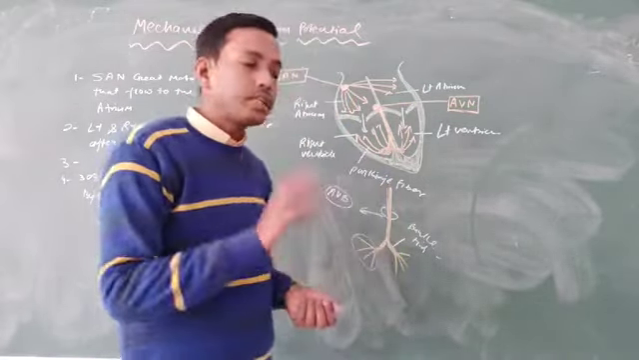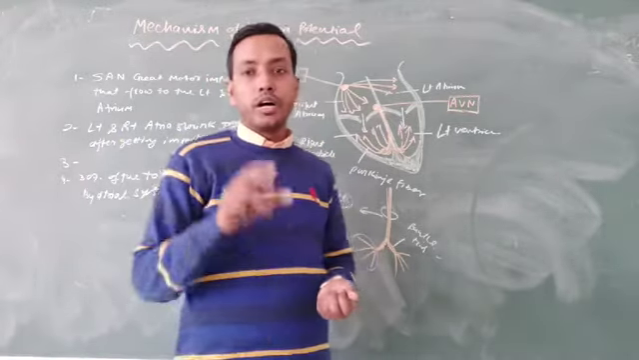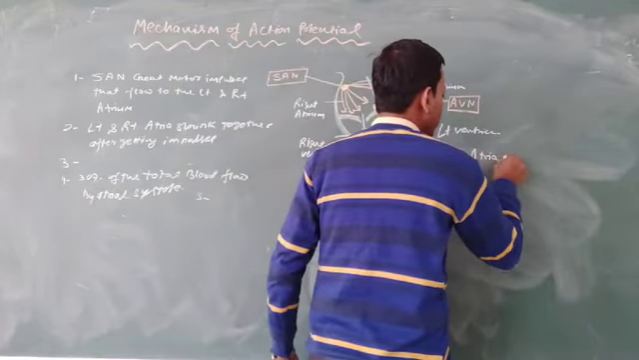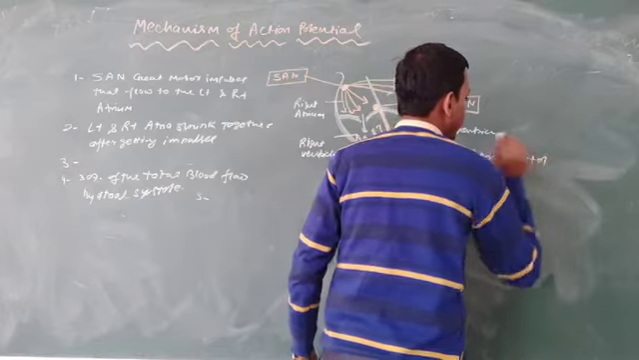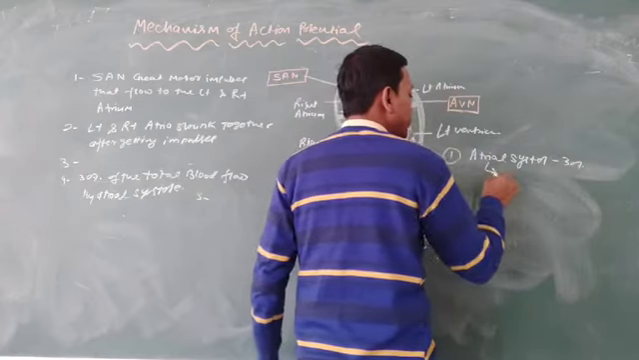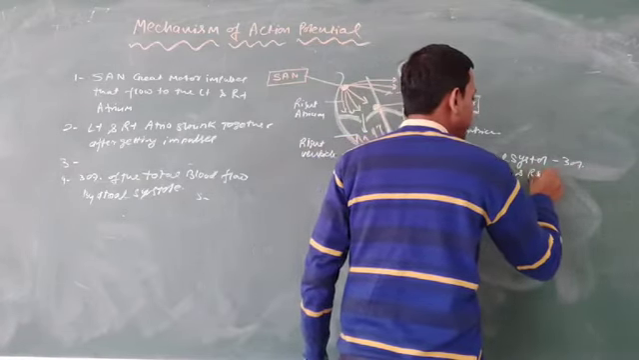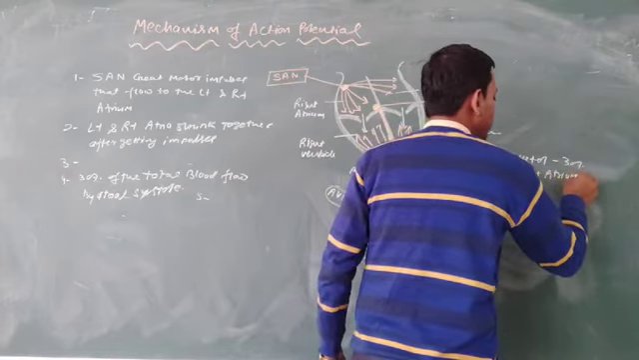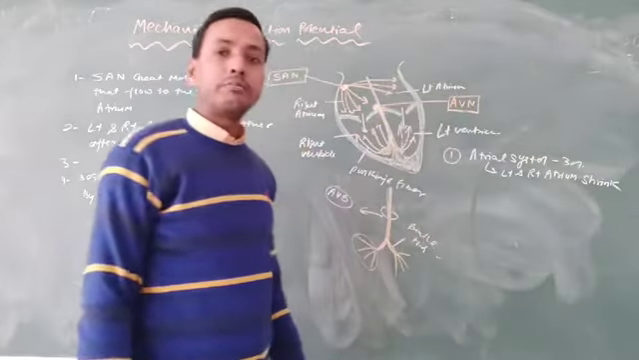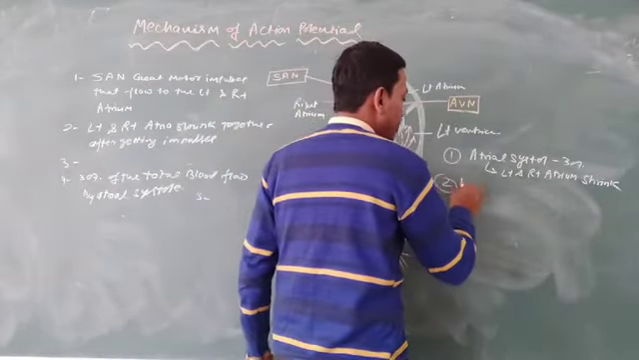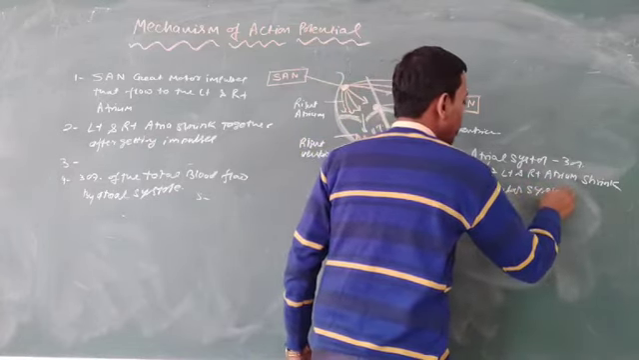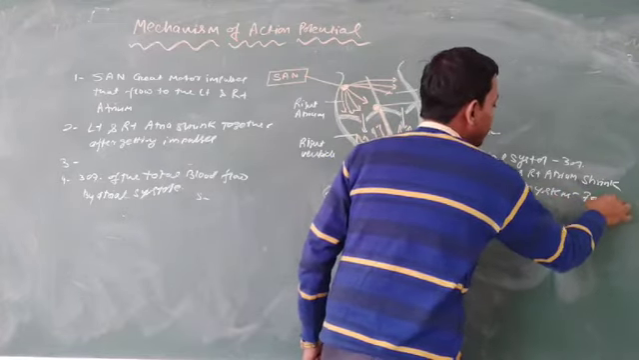Listen carefully. So what are the different steps of heart shrinking? First, the atrial systole, which flows 30% of the blood. In this step, the left and right atrium shrink. The second step is the ventricular systole. It flows 70% of the total blood.